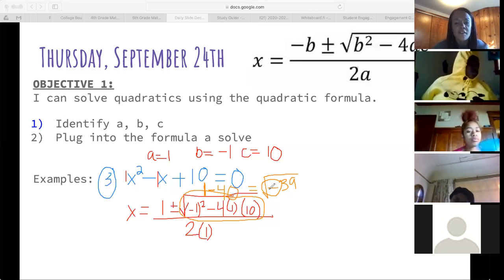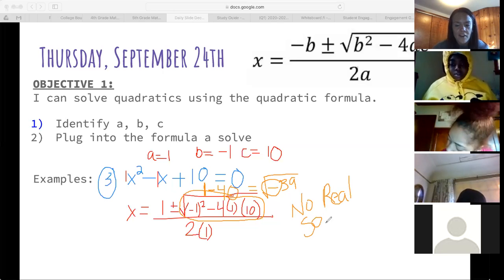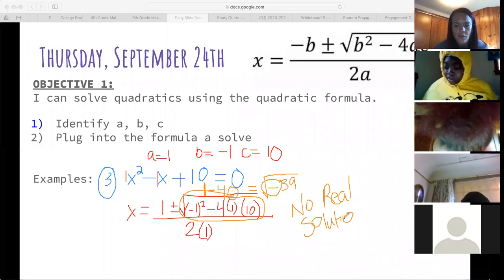So if this happens and you get a negative number, you get to stop because you can't solve the problem. It's imaginary. There are no real solutions. So we say no real solutions because there is a solution. It's just imaginary. And we're not going to continue the problem. So no real solutions. And that's what you would write on your answer.